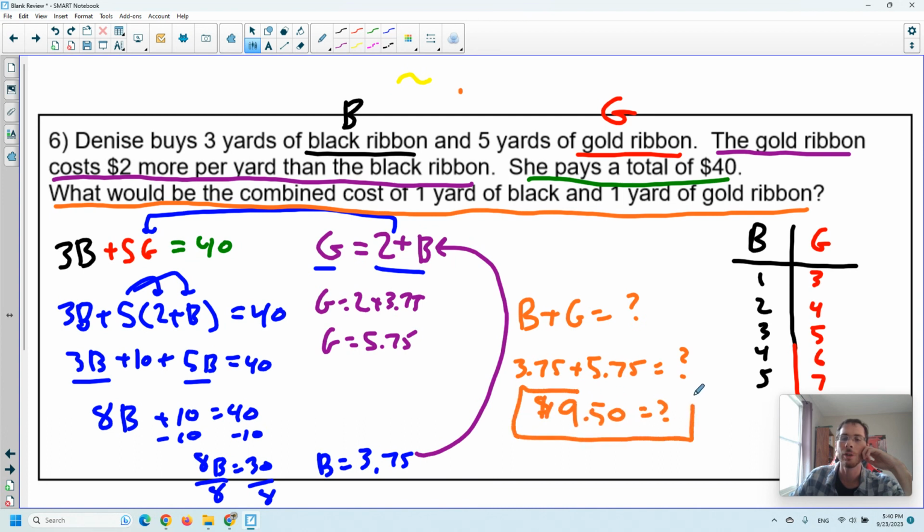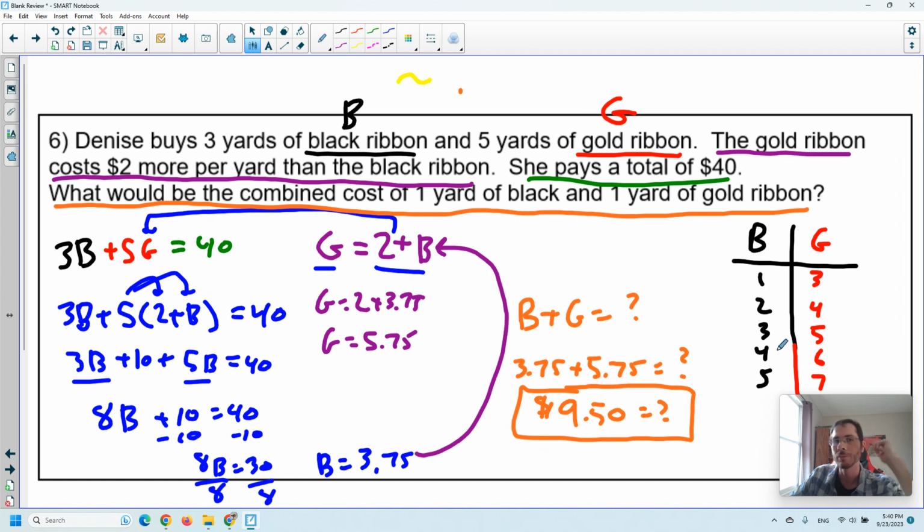So that's a pretty long question. That's a pretty big one. And you can see, I might have tried using guess and check, because I could try with my table over here. I could just try checking, maybe if the black was 3 and the gold was 5, 3 times 3 is 9, 5 times 5 is 25. That's not enough. That wouldn't get me to 40.